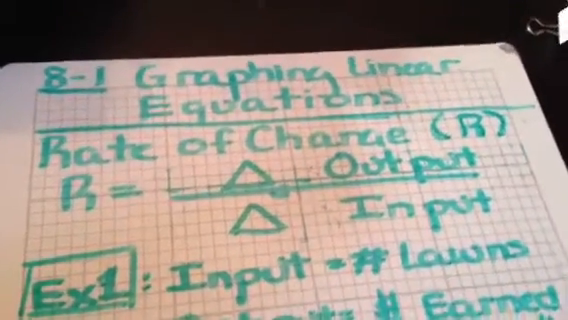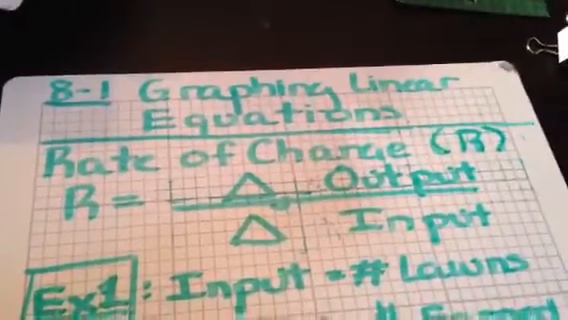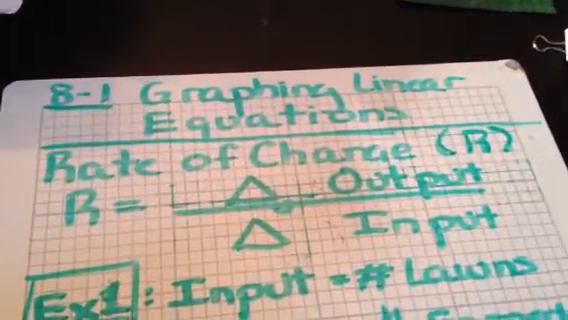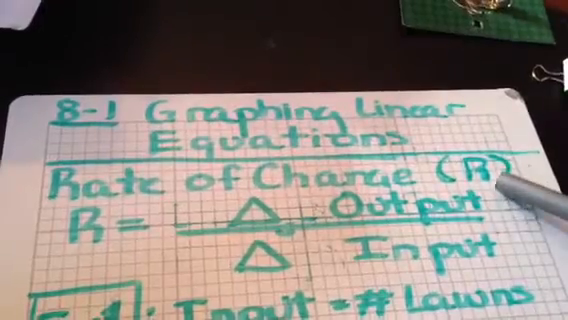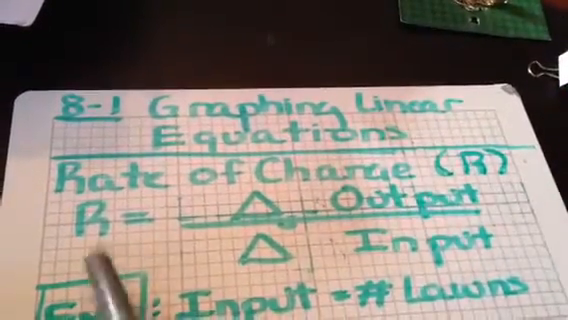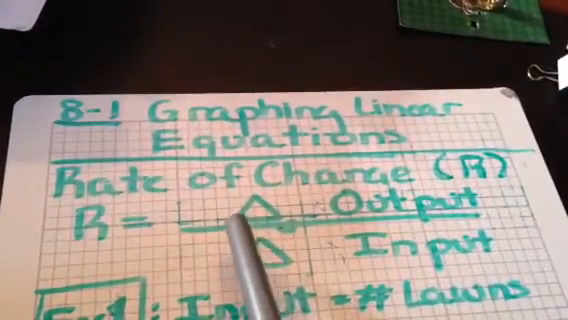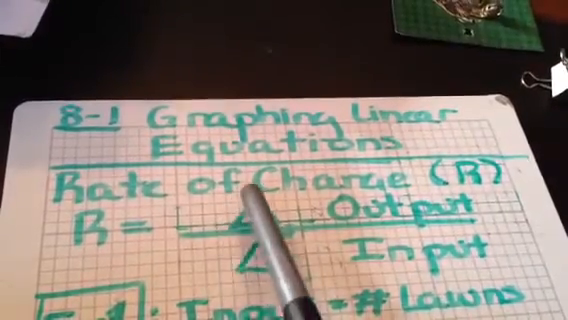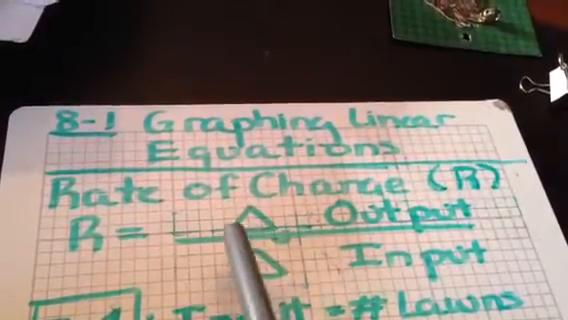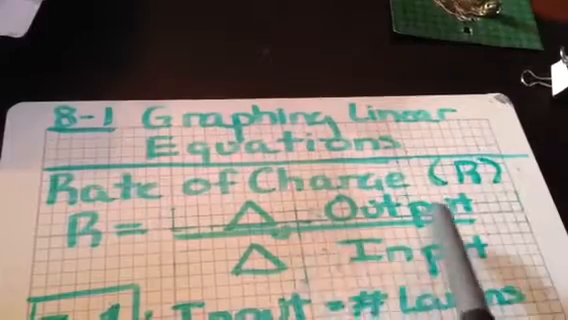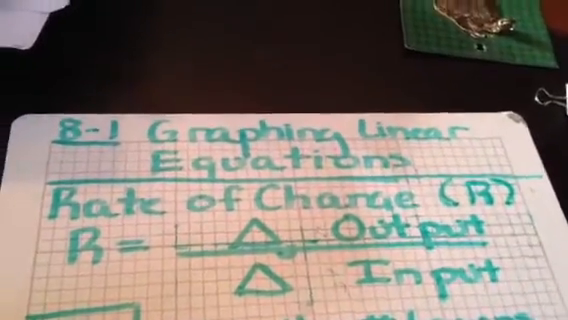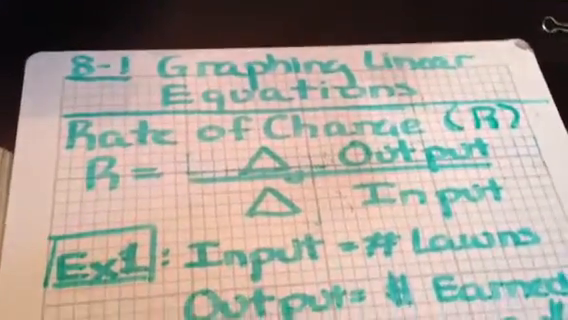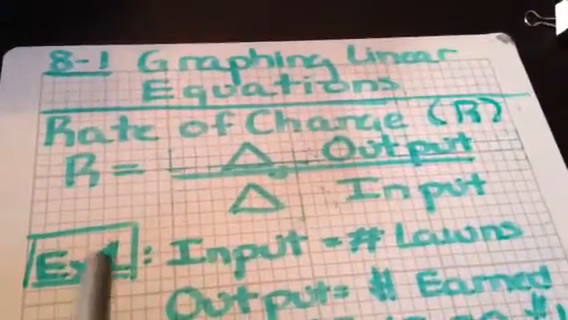8-1, Graphing Linear Equations. We are going to start with talking about the rate of change. I'm going to be using the symbol capital R for the rate of change. And a rate of change is simply the change, so that this triangle means change, the change in the output divided by the change in the input. So let's look at example 1.